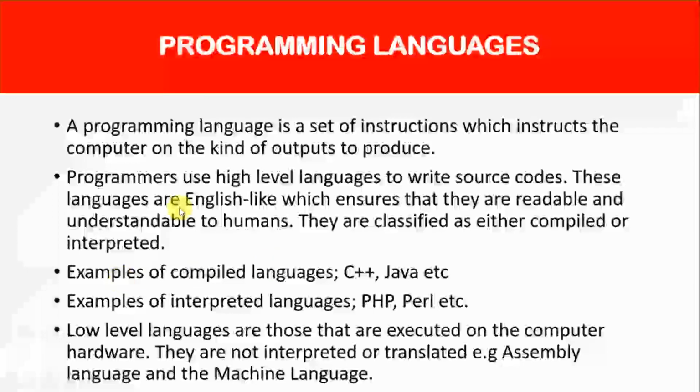So now we also have the interpreted languages. Examples are PHP and Perl. We have other ones like Python, etc. Now moving down to low-level languages, these ones are executed on the computer hardware, right? So they are not interpreted nor are they translated. So we have examples like the assembly language and the machine language.